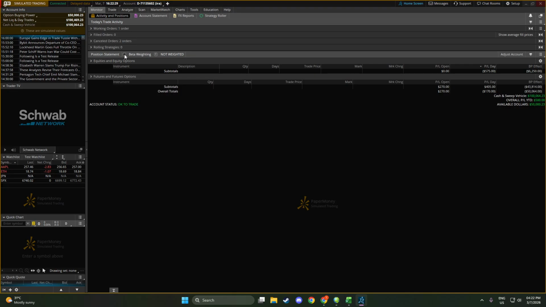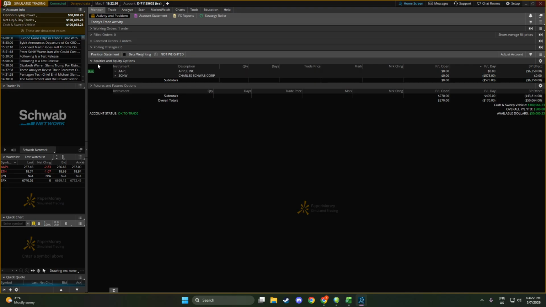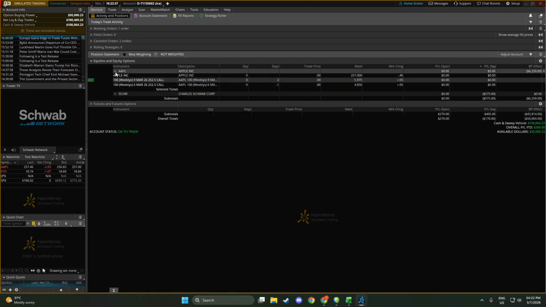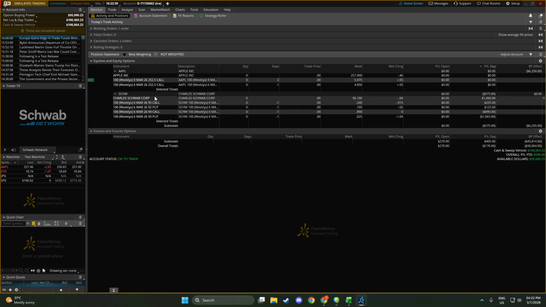If your screen looks busy, don't worry. Everything here is organized into columns designed to give you a clear snapshot of your portfolio. Let's walk through what you're seeing. The instrument column lists the symbol or ticker for each position. Right next to that is Q2I, which shows how many shares or contracts you hold, with negative numbers indicating short positions.